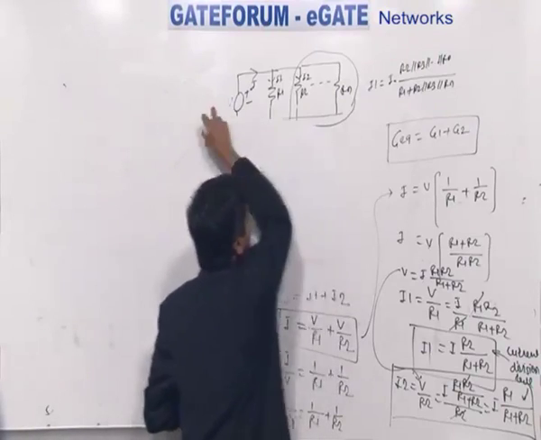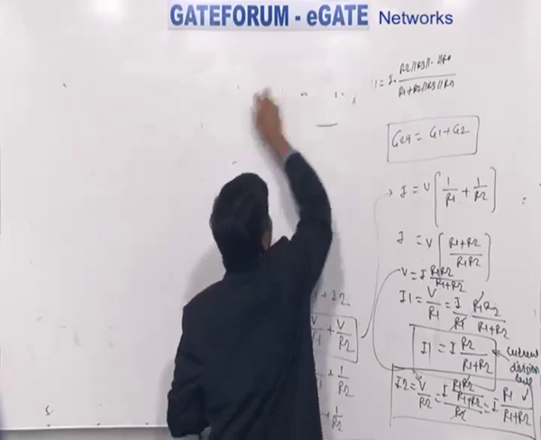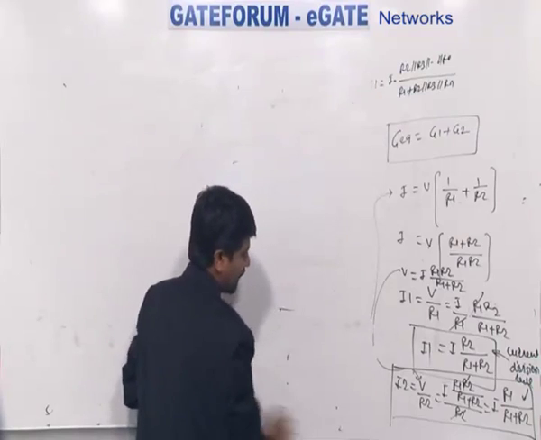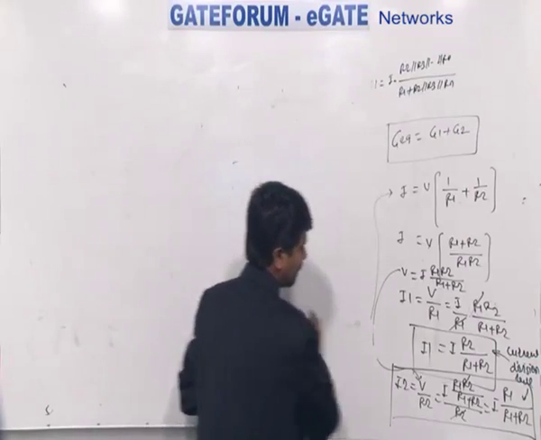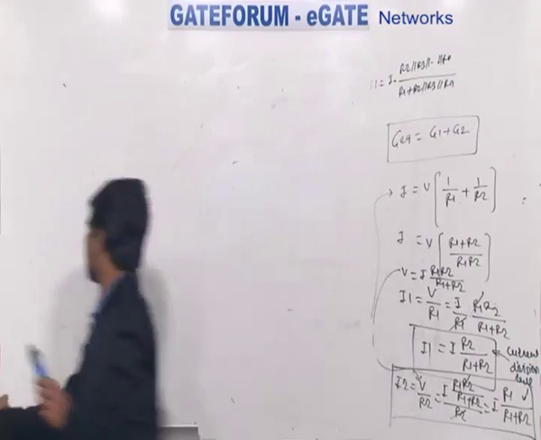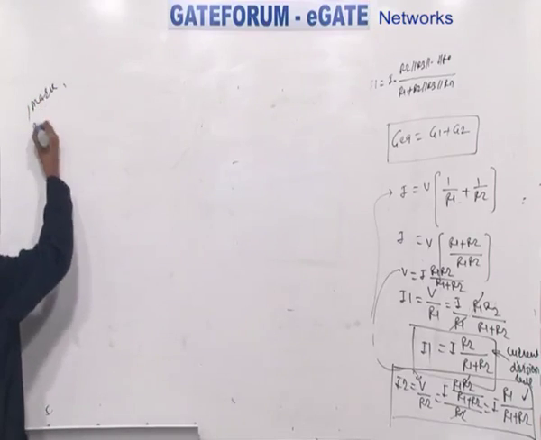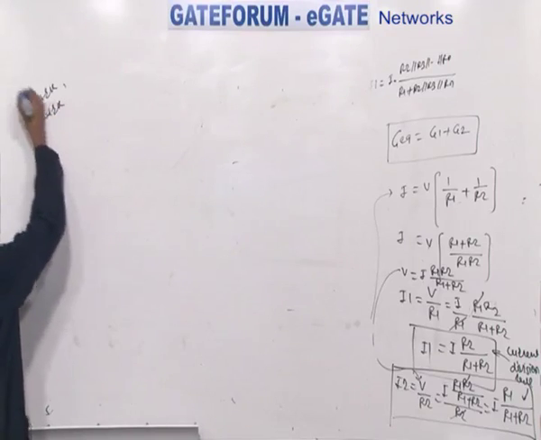So we can say that somebody will say that okay, I want to find out the equivalent resistance between terminals A and B. Sometimes they will ask for 1 mark. So there are a couple of questions which are based on this. So 1 mark or 2 mark questions for GATE.